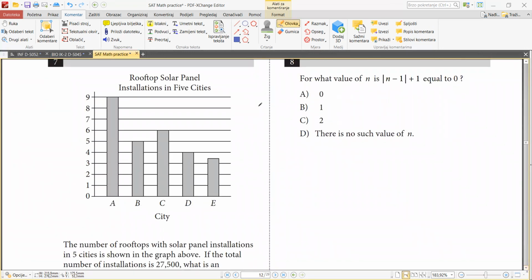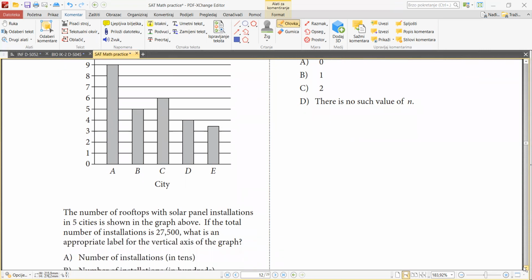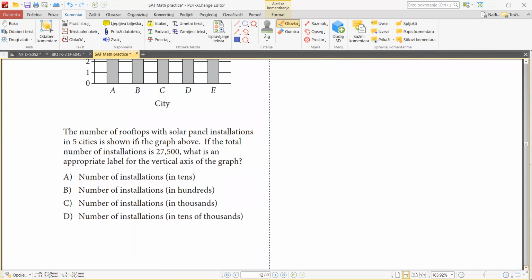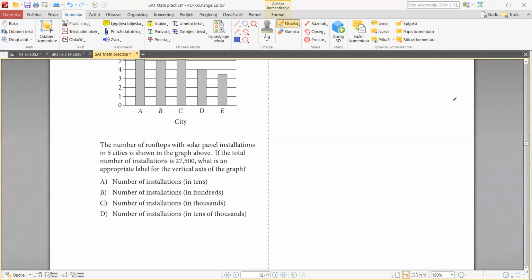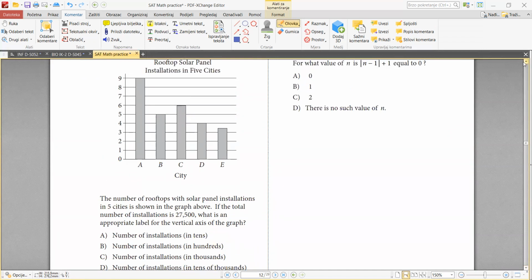Question number 7. We have rooftop solar panel installations in 5 cities, marked as A, B, C, D, and E. The number of rooftops with solar panel installations in 5 cities is shown in the graph above. If the total number of installations is 27,500, what is an appropriate label for the vertical axis of the graph?